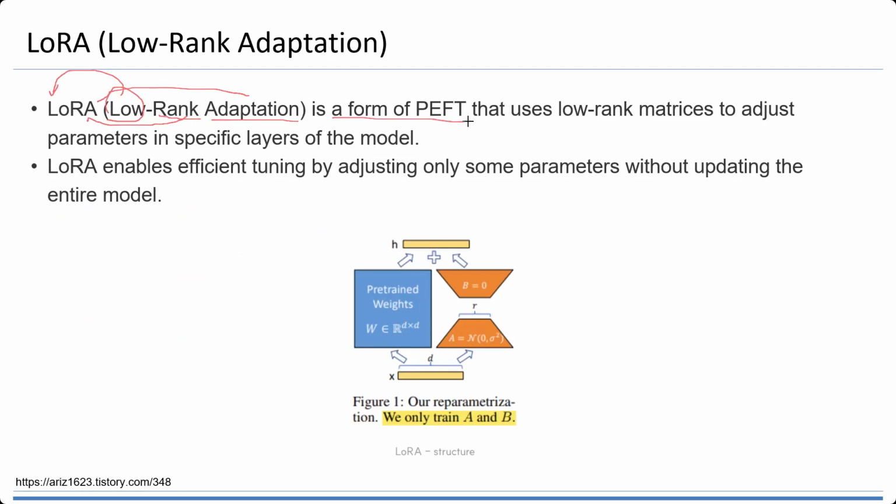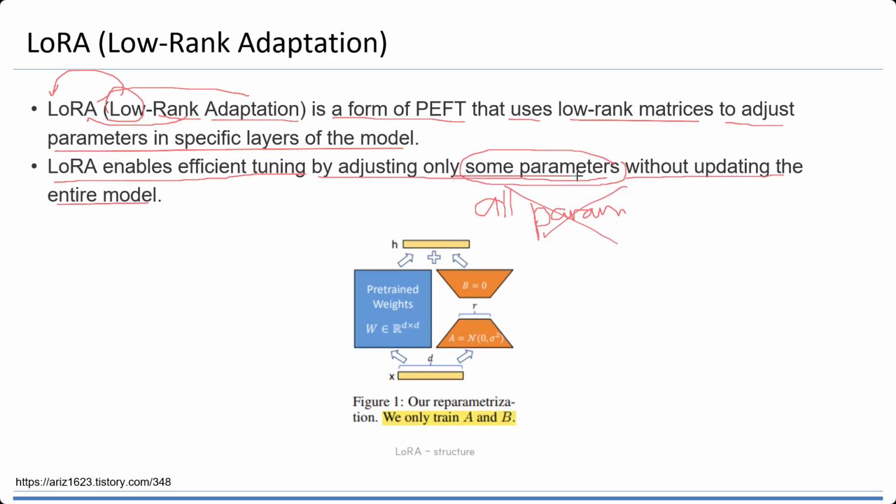It is a form of PEFT that uses a low rank matrix to adjust the parameters in specific layers of the model. LoRA enables efficient tuning by adjusting only some parameters without updating the entire model. So we use only some parameters. We are not using all parameters.